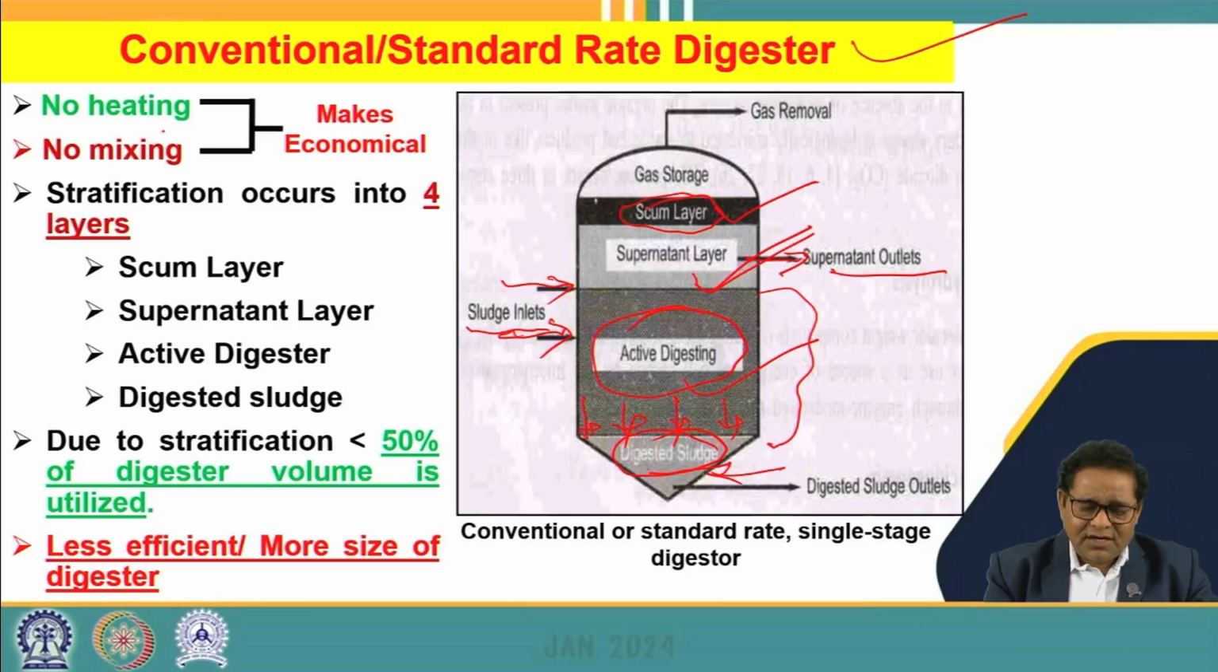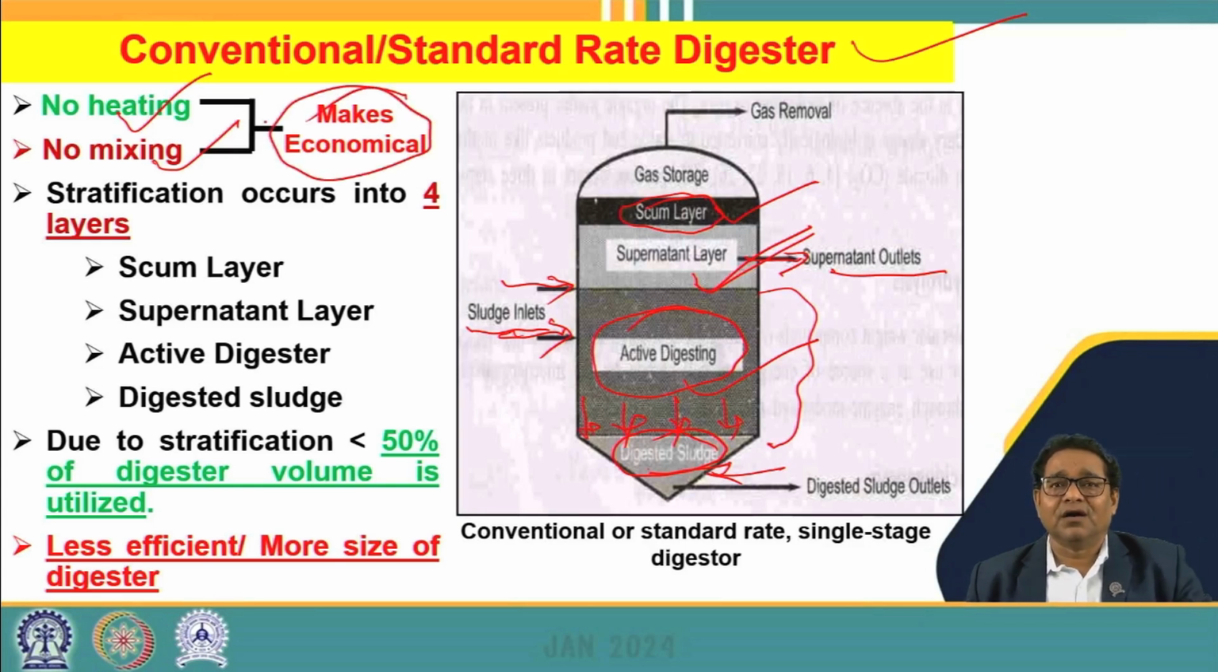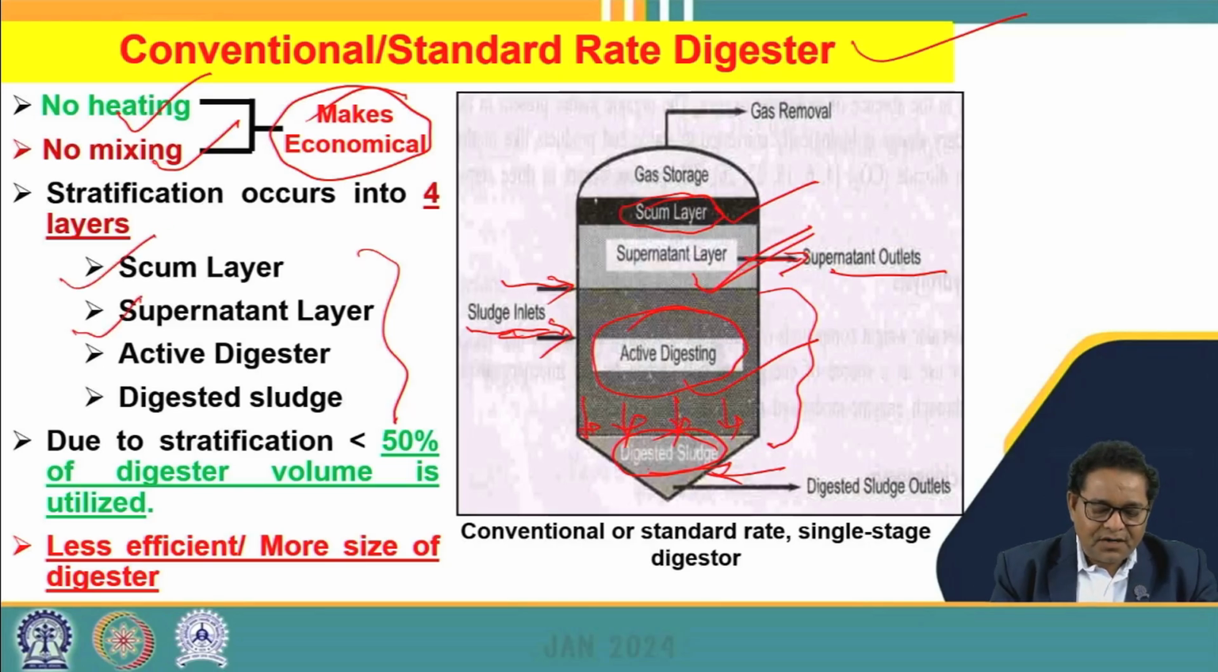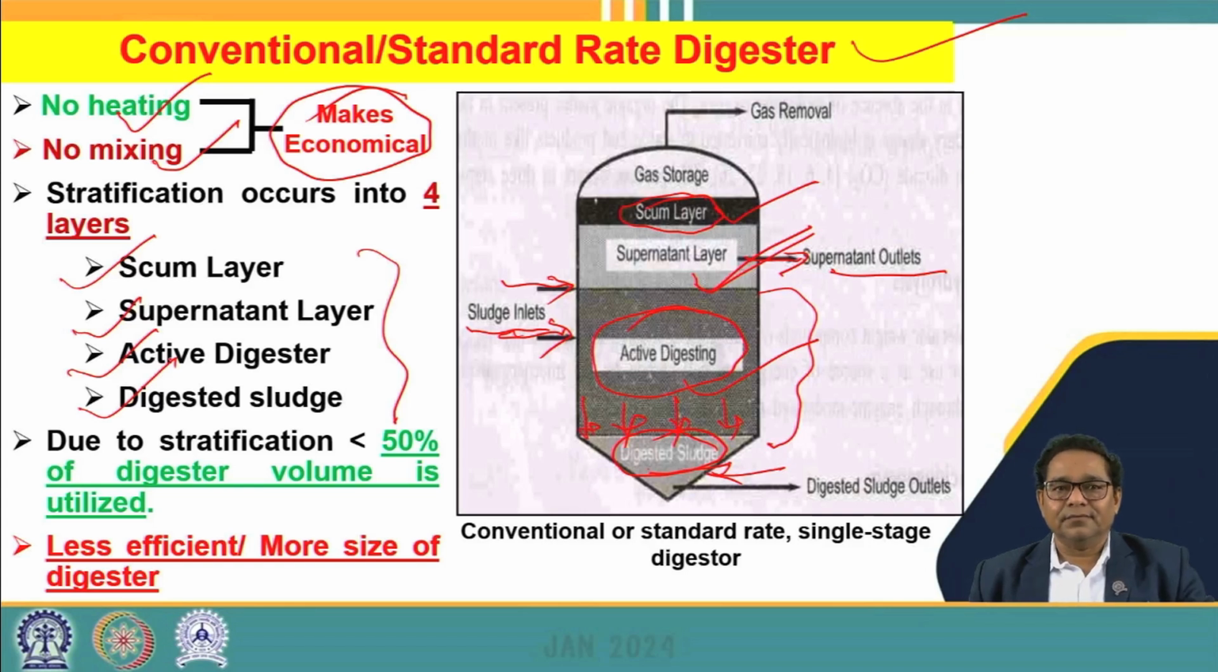Because no heating takes place and no mixing is required, this makes the process very economical. This is one of the most economical types of digester. But because there is no heating and no mixing, the efficiency of digestion is comparatively lower than other types of digester. And if we see, there is a stratification of the contents of the digester into different layers, like scum layer, supernatant layer, active digestion layer, and then digested sludge.